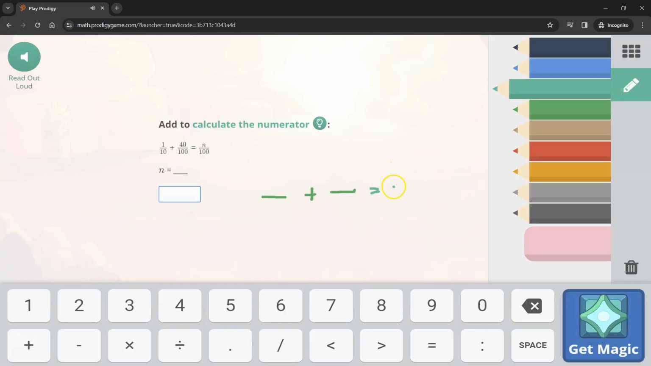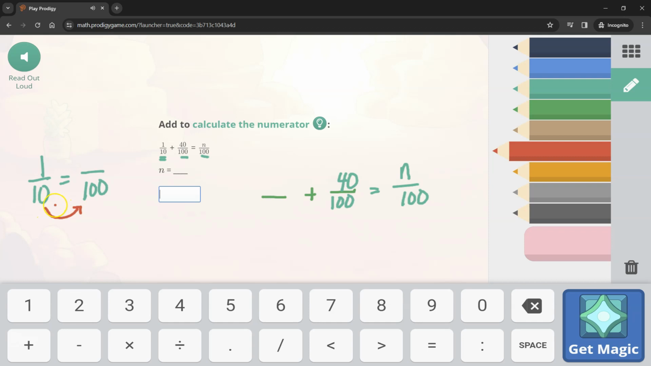So the main thing to remember whenever we do fractions is we want to have equivalent fractions and denominators. So I notice how this is 100, and I notice how this is 100, but this is only 10. So I have to think, okay, how do I turn this into 100? 10 times 10 is 100. So 1 times 10 is 10. To do equivalent fractions, we multiply the numerator and the denominator by the same number.